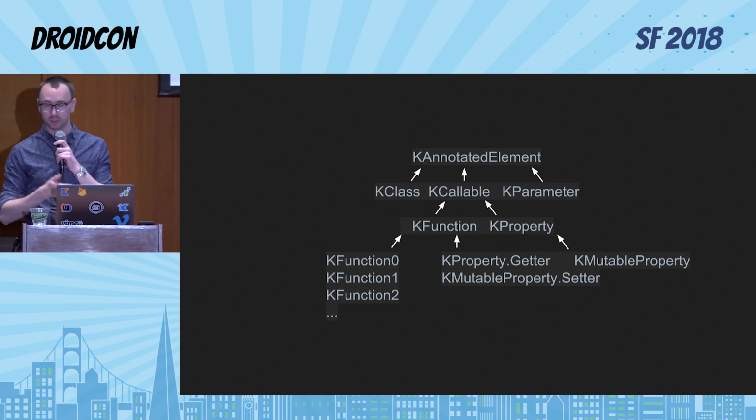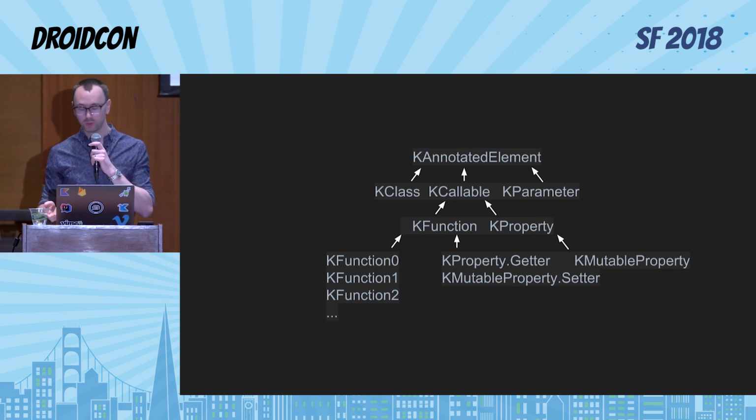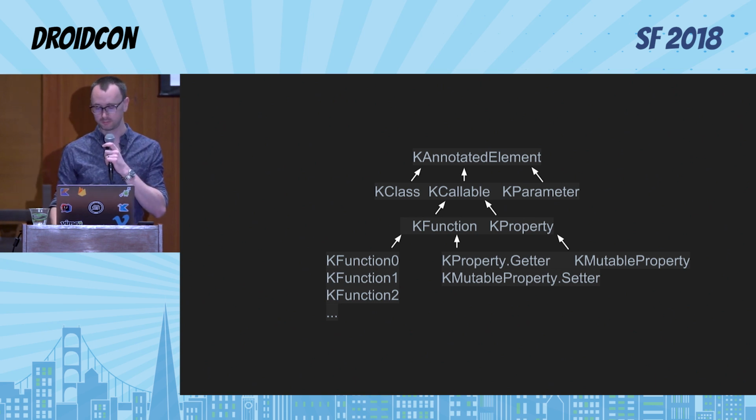A callable can either be a function or a property. A function can be a getter or setter. A property can also be a mutable property. So hopefully that's pretty clear.